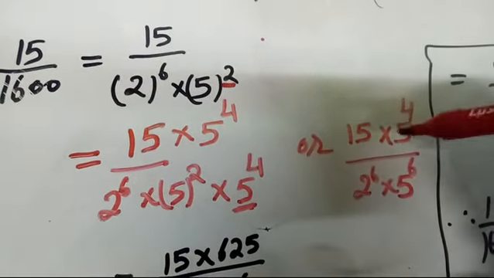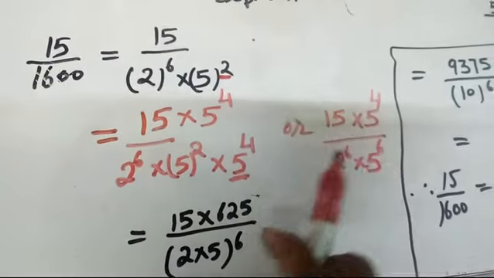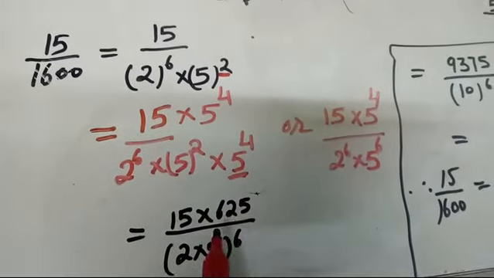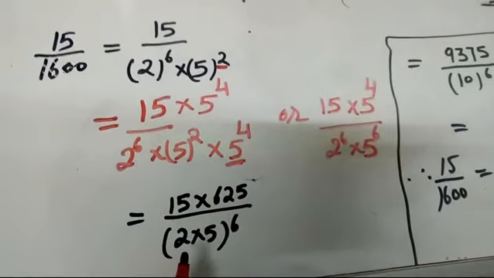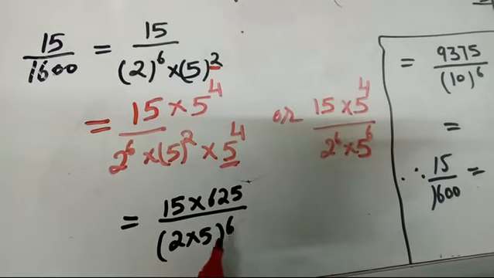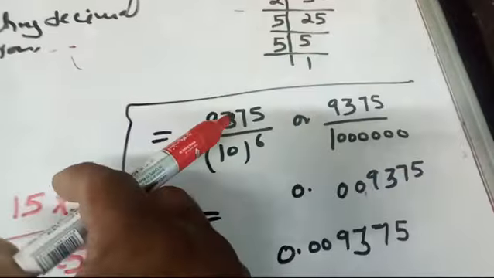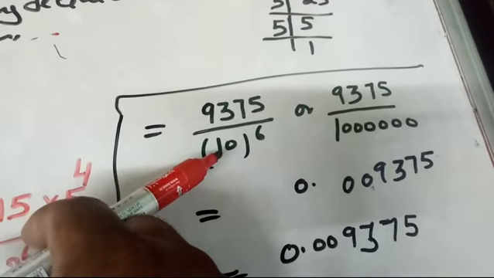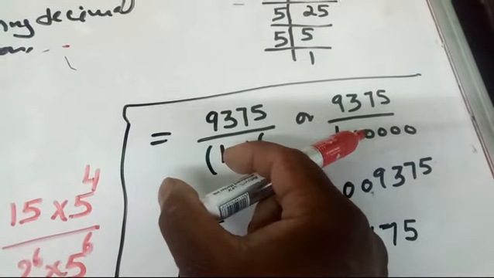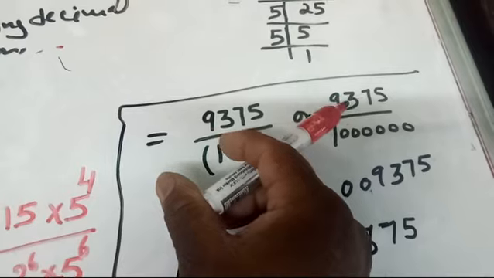This is our main important step: we have to make the powers of these two equal. After that, 5 raised to power 4 means 625, and since both numbers have the same power, we can write them in one bracket, (2 into 5) raised to power 6. After multiplying, we get 9375 upon 10 raised to power 6, that is 10 with 6 zeros.